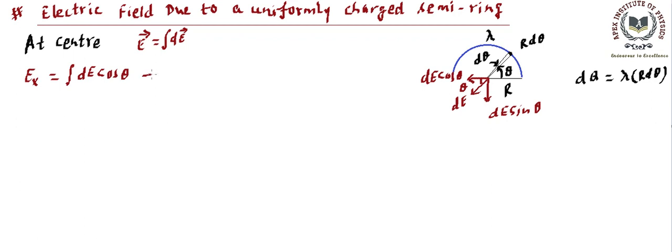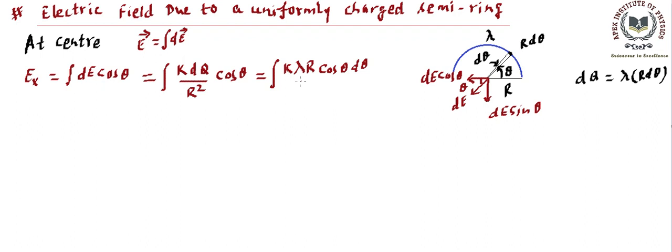We know this dE, because of a point charge, is going to be k dq divided by r square into cos theta. Now substituting the value of dq, which we have already written, this will become integration k lambda r cos theta d theta divided by r square. Now as far as the limits are concerned, this limit will run from 0 to 180 degrees, or we can say pi radian.